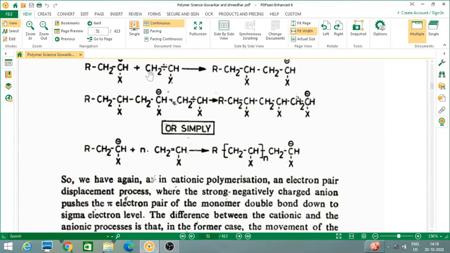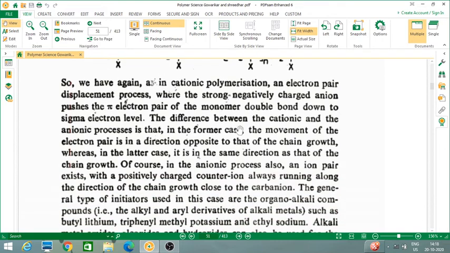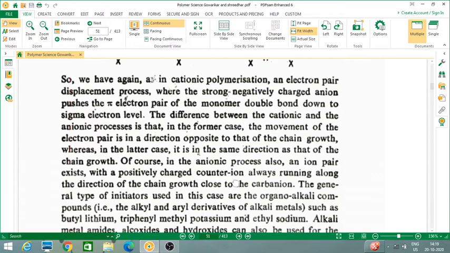So here the difference between the cationic and the anionic process is that in the former case the movement of the electron pair is in the direction opposite to that of the chain growth, whereas in the latter case it is in the same direction as the chain growth. Of course, in the anionic process also the ion pair exists, with a positively charged counter ion always running along in the direction of the chain growth close to the carbanion.